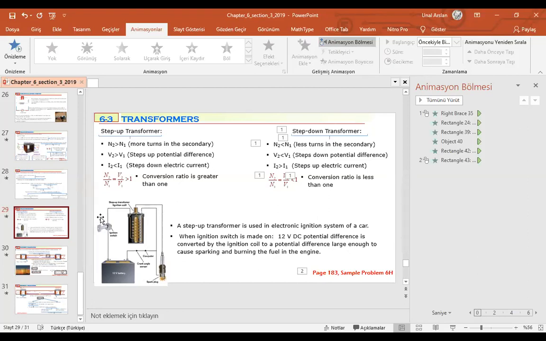Let's do it like this. We are talking about the conversion ratio, okay? Which is V2 over V1. For step-up transformer, V2 over V1 is greater than 1. So I2 over I1 must be less than 1. Okay, thank you, teacher. Any others?